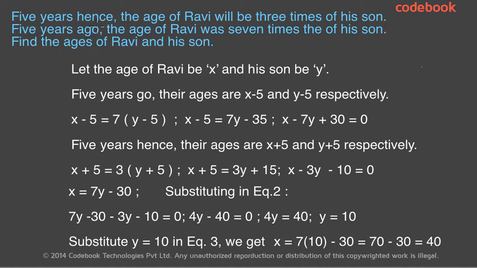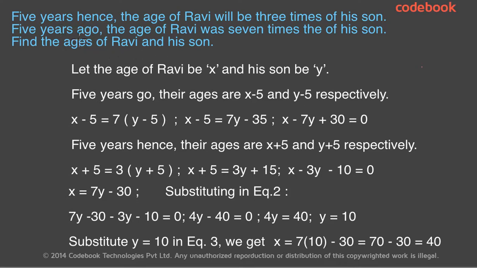5 years hence, the age of Ravi will be 3 times that of his son. 5 years ago, the age of Ravi was 7 times that of his son. Find the ages of Ravi and son. So first, let the age of Ravi be x and his son be y. So today, the ages of Ravi and son are x and y. 5 years ago, their ages are x minus 5 and y minus 5.